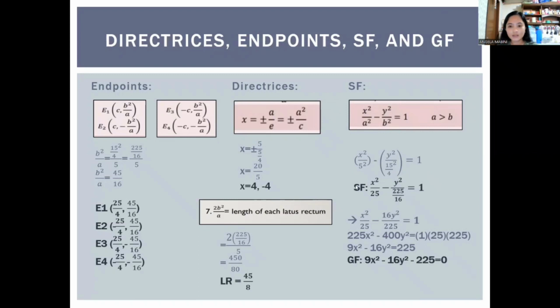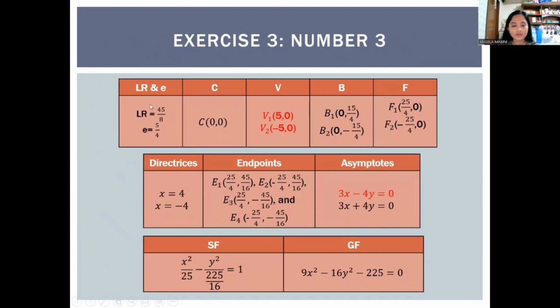And to get the general form, we will just expand this equation, which will give us the answer 9x squared minus 16y squared minus 225 is equal to 0. So after we get the missing parts that we need to find to get the standard form of the equation and the general form, these are the summary of answers in number 3.